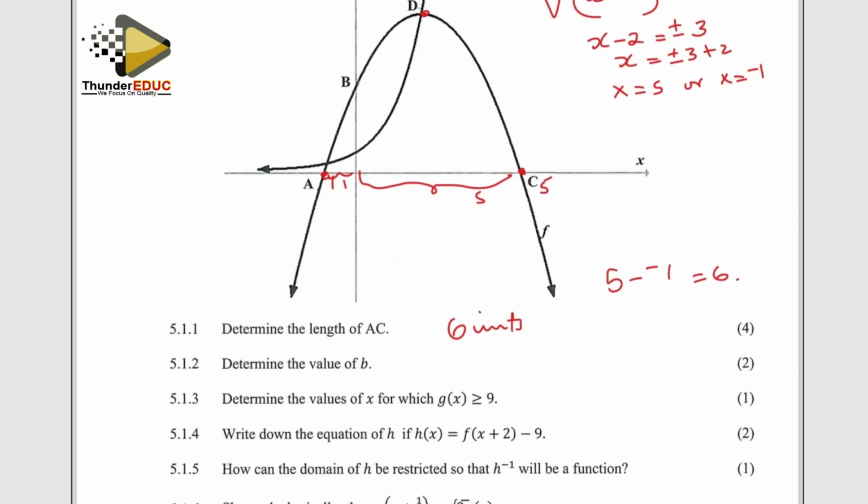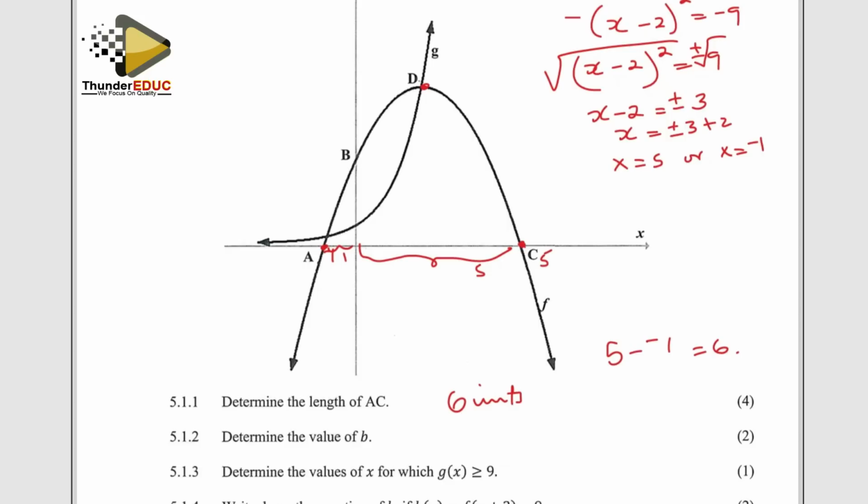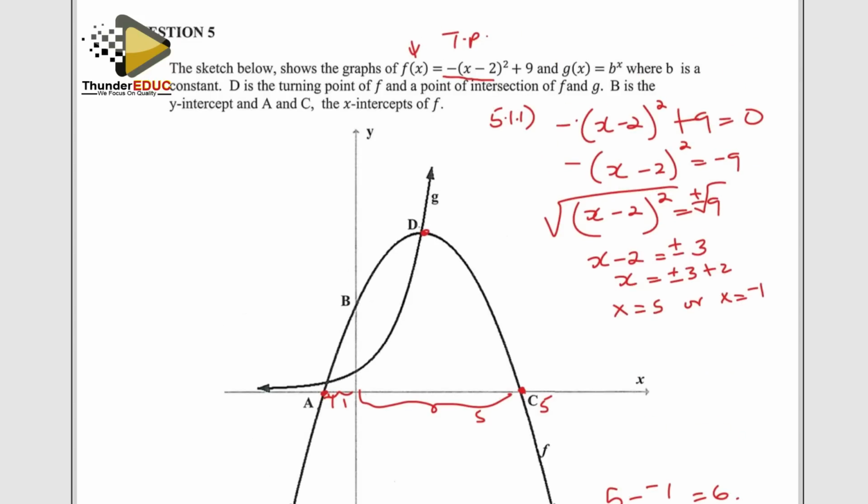Then they want the value of b. So for us to get b, we need a point, and that point is D, the turning point. So the coordinates of the turning point from this graph, since this is a negative, it becomes a positive, and then 9, this 9. Those are the coordinates of the turning point. So 5.1.2, I'm going to say that y is b to the x, where there is y, I'll put a 9, and then squared. Find the square root. b must give me plus minus 3, but the shape of the graph is increasing. So therefore, our b needs to be 3.